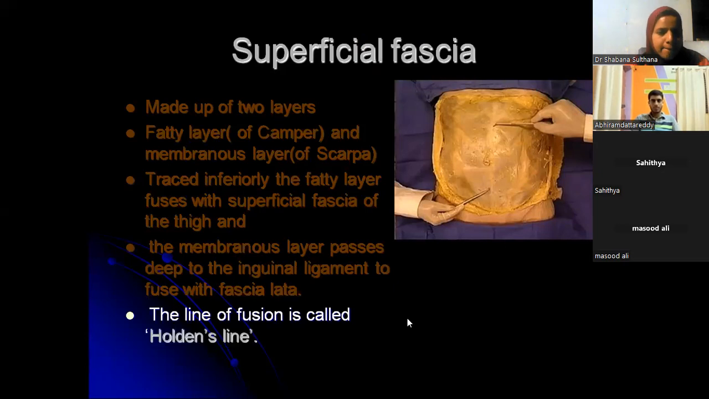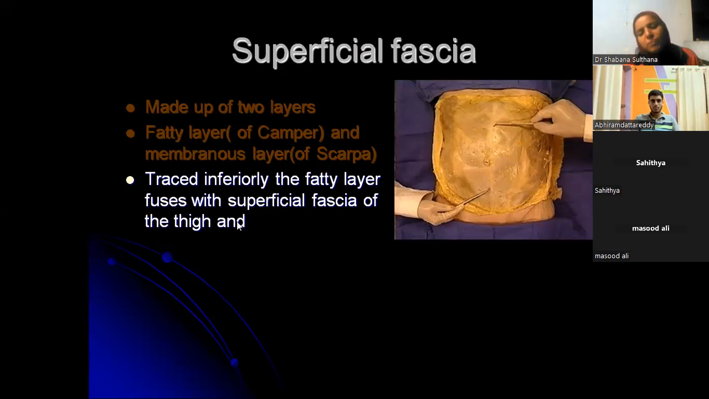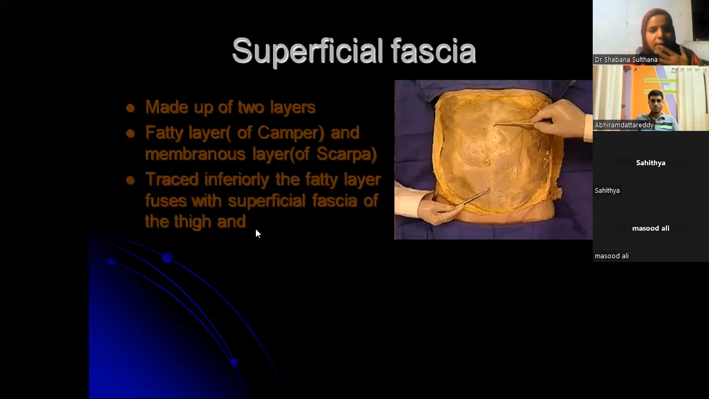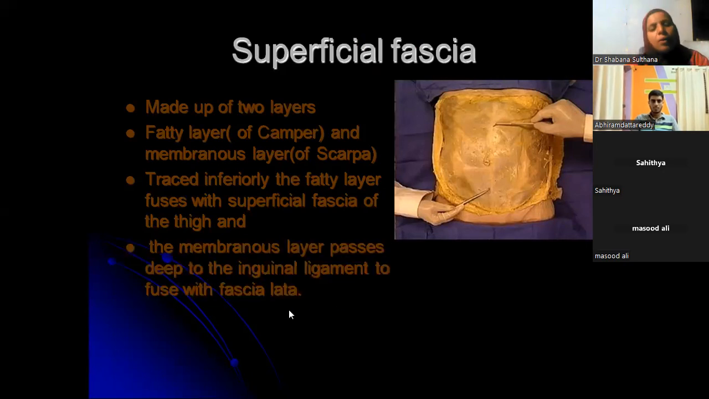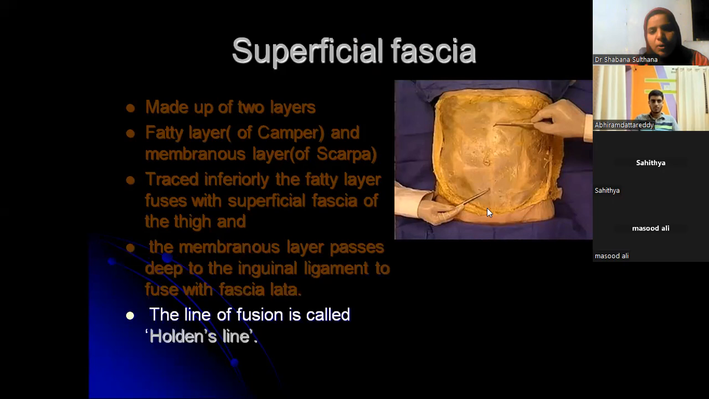The superficial fatty layer fuses with the superficial fascia of the thigh. And the membranous layer passes deep to the inguinal ligament. At this point, we have fascia lata. Fascia lata is the modification of the deep fascia of the thigh. I hope you remember that. What are you seeing on the screen? Superficial fascia.